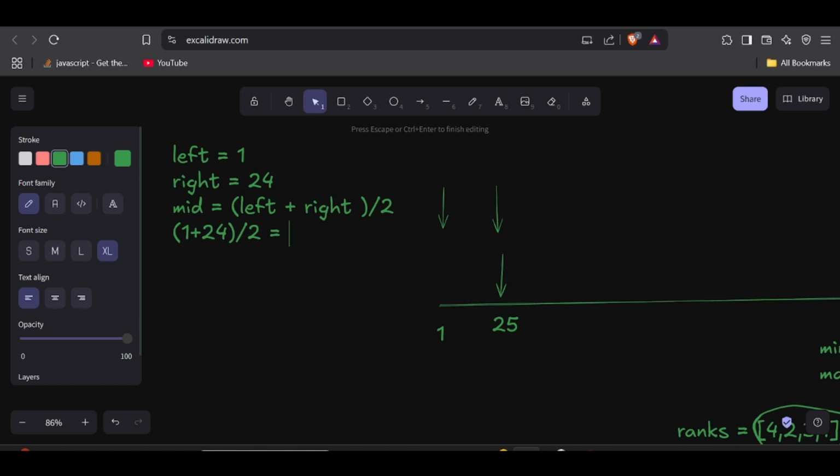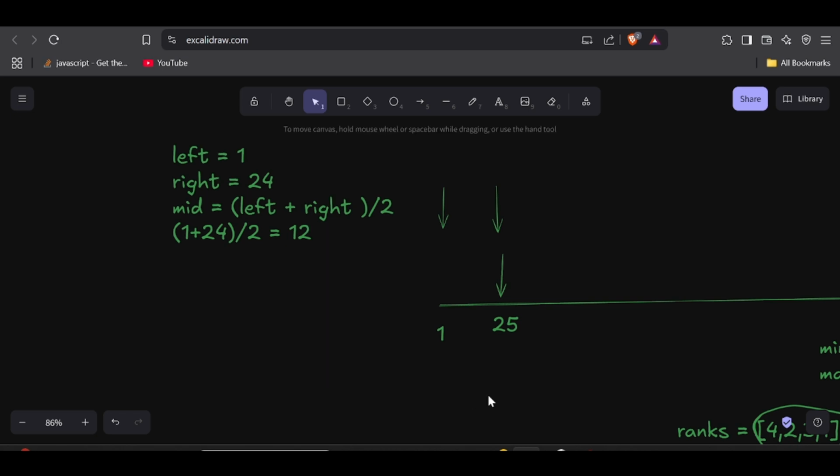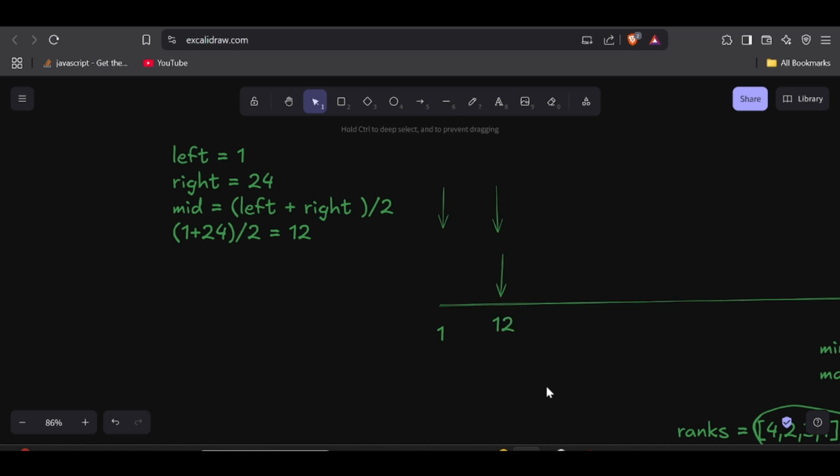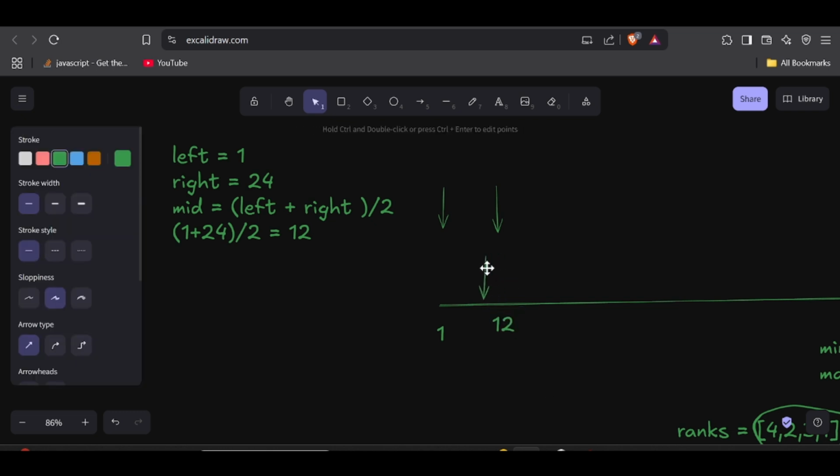2, that will be around 12. It will be converting itself into integer. So it will be 12. Okay. So now it's 12. Just change it to 12. Put this here.